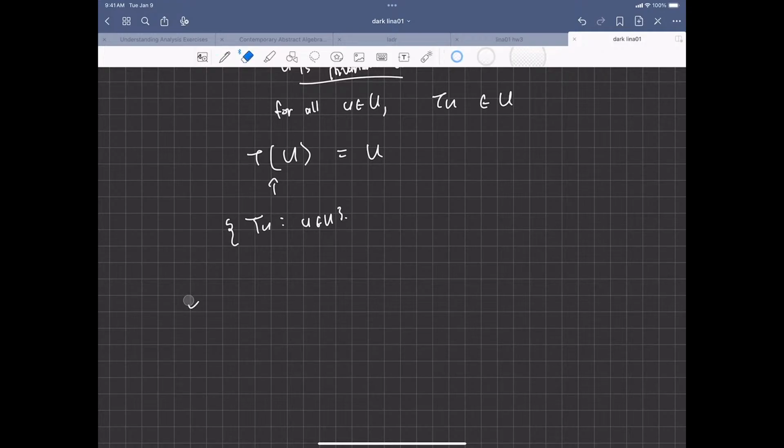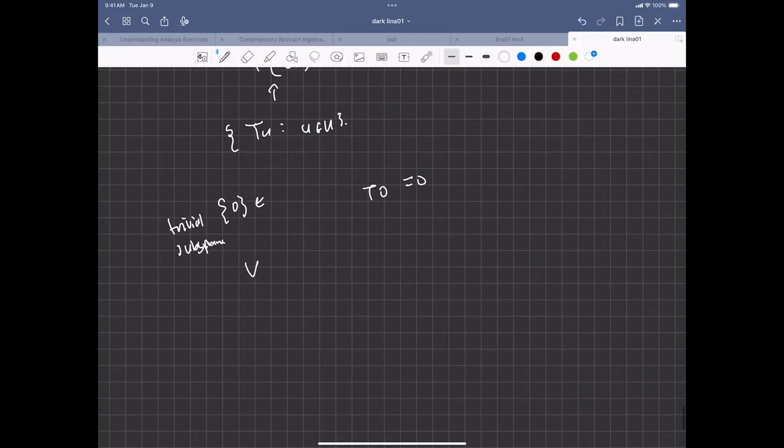Again, letting T be a linear operator, obviously the trivial subspace is always invariant under any linear transformation, because T of 0 is 0. What else is invariant under T? Obviously the whole space, because T maps V to V. So these are also invariant.